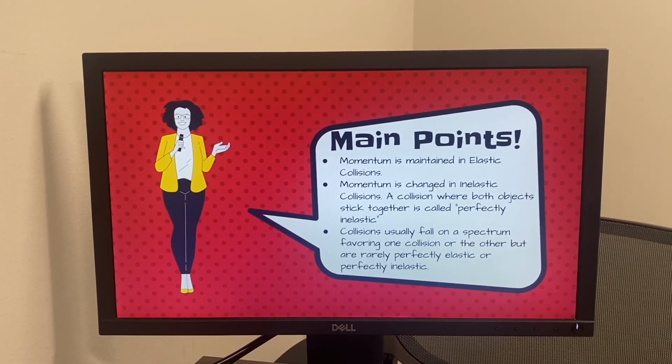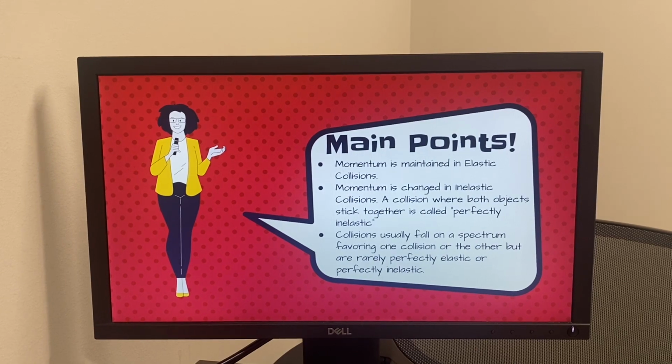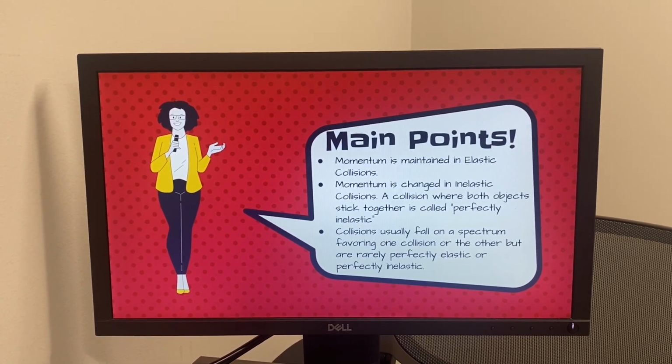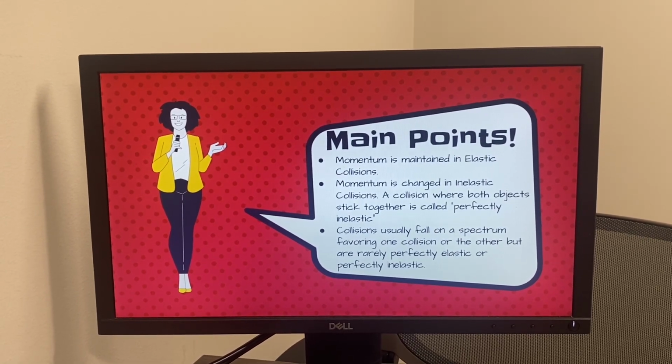A collision where both objects stick together is called perfectly inelastic. Collisions usually fall on a spectrum favoring one collision or the other, but are rarely perfectly elastic or inelastic. Next time you play pool, think about these concepts and tell all your friends.